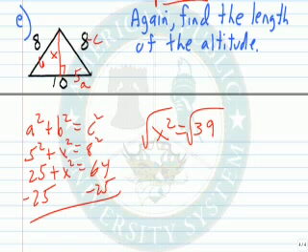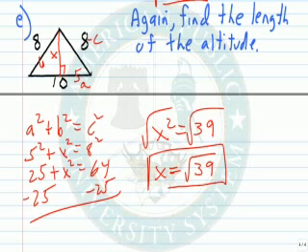Take the square root, x equals the square root of 39. That is not a perfect square, and sometimes such things happen. So in this case, x equals the square root of 39.